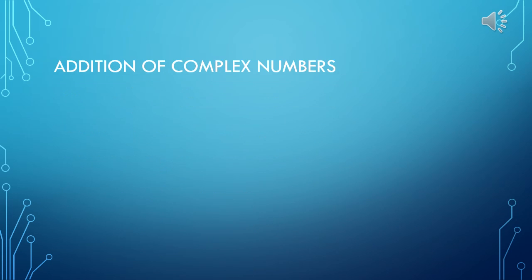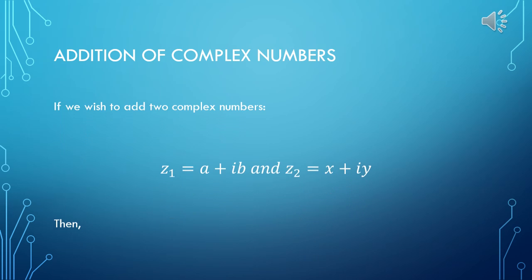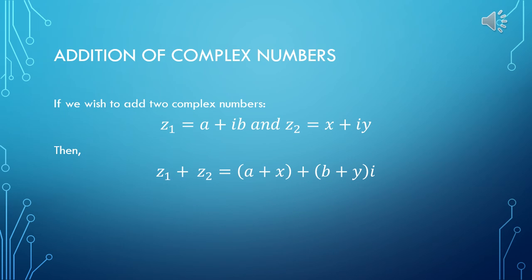The addition and subtraction of complex numbers is essential to work many of the equations necessary in electrical engineering. If we wish to add two complex numbers, z1 equals a plus ib and z2 equals x plus iy, we use the following formula: z1 plus z2 equals (a plus x) plus i multiplied with (b plus y).